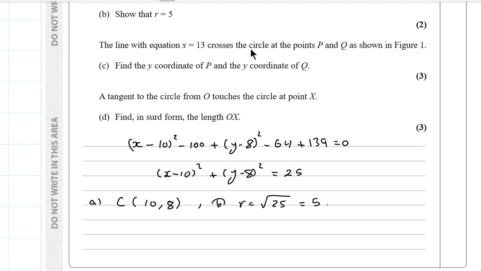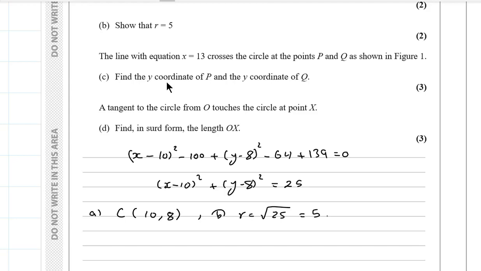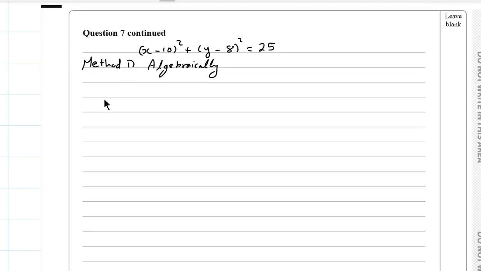The line with equation x equals 13 crosses the circle at the points P and Q as shown in figure 1. This is x equals 13, and these are the 2 points P and Q. Okay. Part C, find the y-coordinate of P and the y-coordinate of Q. We have two methods. One of them is algebraic and the second geometric. Let's solve by using these two methods.